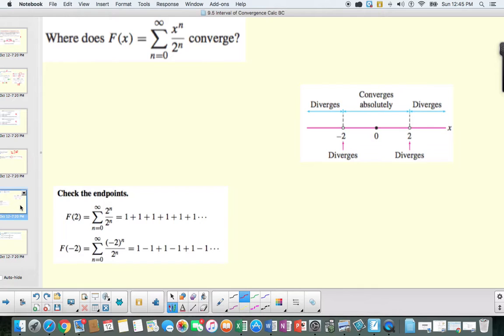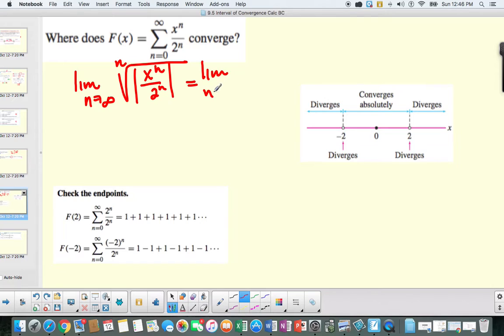All right, here's a power series where we can use the nth root test because you see this nth power happening here. So I'm going to take the limit as n approaches infinity of the nth root of the absolute value of x to the n over 2 to the n. Because there's an x there, we won't need to require that the a sub n term is positive. Now that's going to be equal to the limit as n approaches infinity of the absolute value of x over 2.